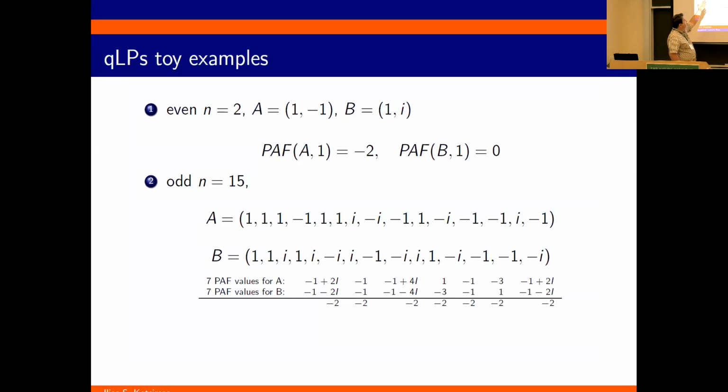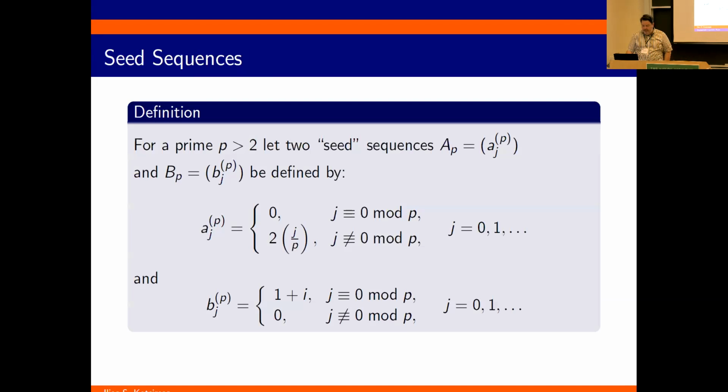For n equals 2, A is (1, -1), B is (1, i), and there is only one PAF, the first one. PAF A1 is -2, the other one is 0, so the sum is -2, and we are good. For n equals 15, this is a trickier one to find. It takes some computational effort, but in any case, not too hard. These are the 7 PAF values for A. You see there are complex numbers and so on in there, but the sum is always -2. So this is an example of a quaternary Legendre pair for order 15.